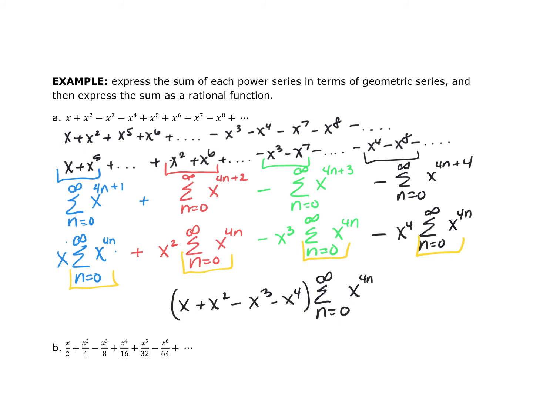Now, using the fact that 1 over 1 minus y is equal to the summation of n equals 0 to infinity of y to the n, and if you're thinking my y is going to be x to the fourth, you are correct. So this is going to be equal to x plus x squared minus x to the third minus x to the fourth over 1 minus x to the fourth. And you can totally leave it like that.